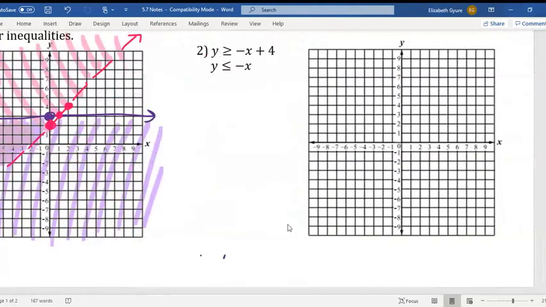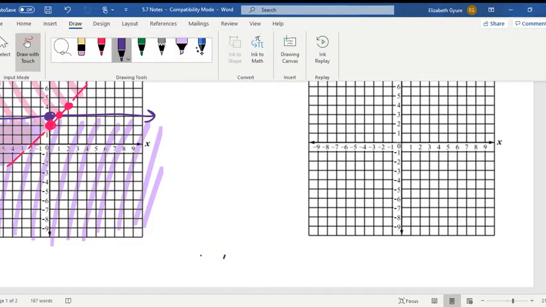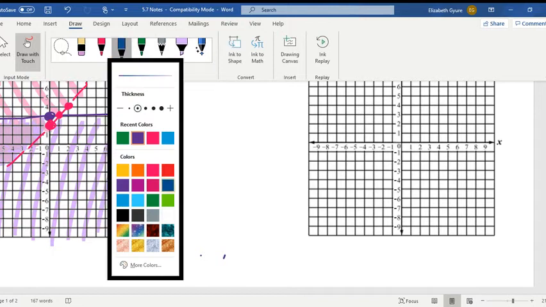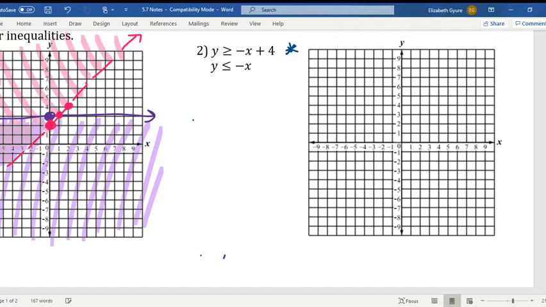All right, let's take a look at 2. For 2, we have y is greater than or equal to -x plus 4. Who thinks they can help us out and tell us where our slope or our y-intercept is? We're looking at y is greater than or equal to -x plus 4. Yep, put a dot at 4.